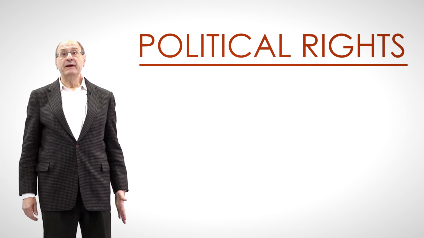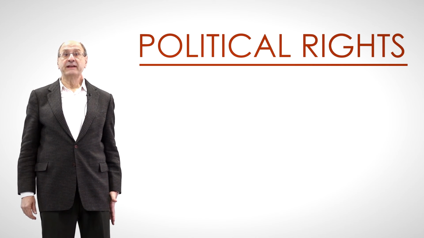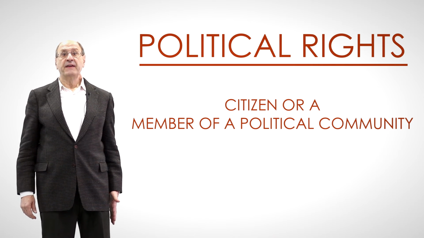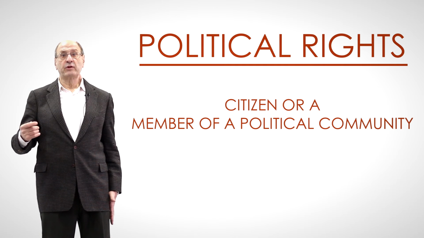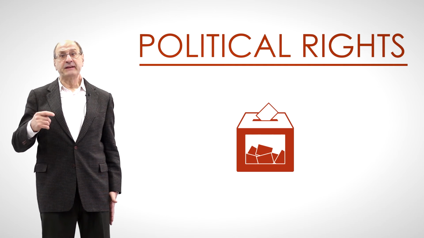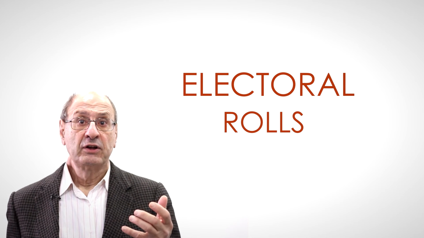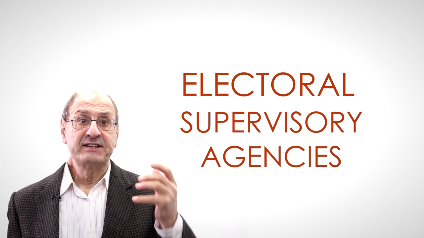These rights are meant to acknowledge the status of the individual as a citizen or member of a political community. They include the right to make petitions to the authorities and the right to participate in the political life of the community by voting and by running for public office. To ensure the enjoyment of political rights, states must not only refrain from impeding it, they must also take positive steps like organizing electoral rolls, setting up electoral supervisory agencies, and the like.